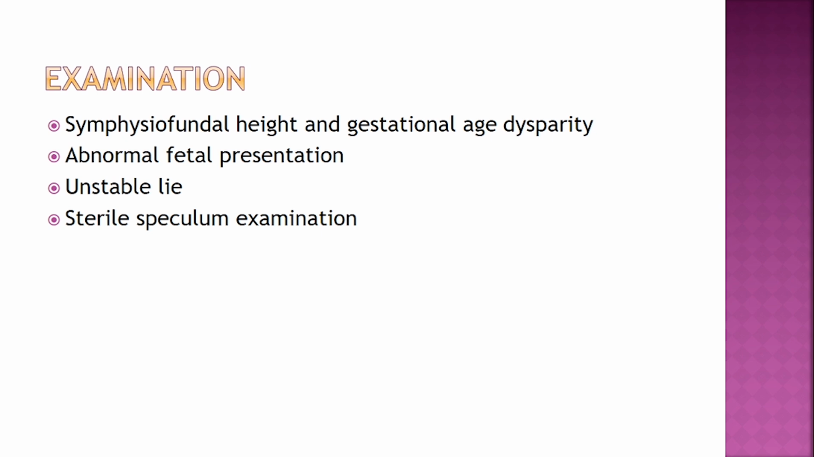Examination. Symphysiofundal height and gestational age disparity. Most of the time, this is what the clinician will first notice, and you start thinking whether there is oligohydramnios or polyhydramnios. For example, when a woman's gestational age by calculation by date or by ultrasound is 33 weeks, and you are measuring a symphysiofundal height of 38 weeks, and you have palpated and are sure this is a singleton fetus, the next thing you start thinking of is polyhydramnios.